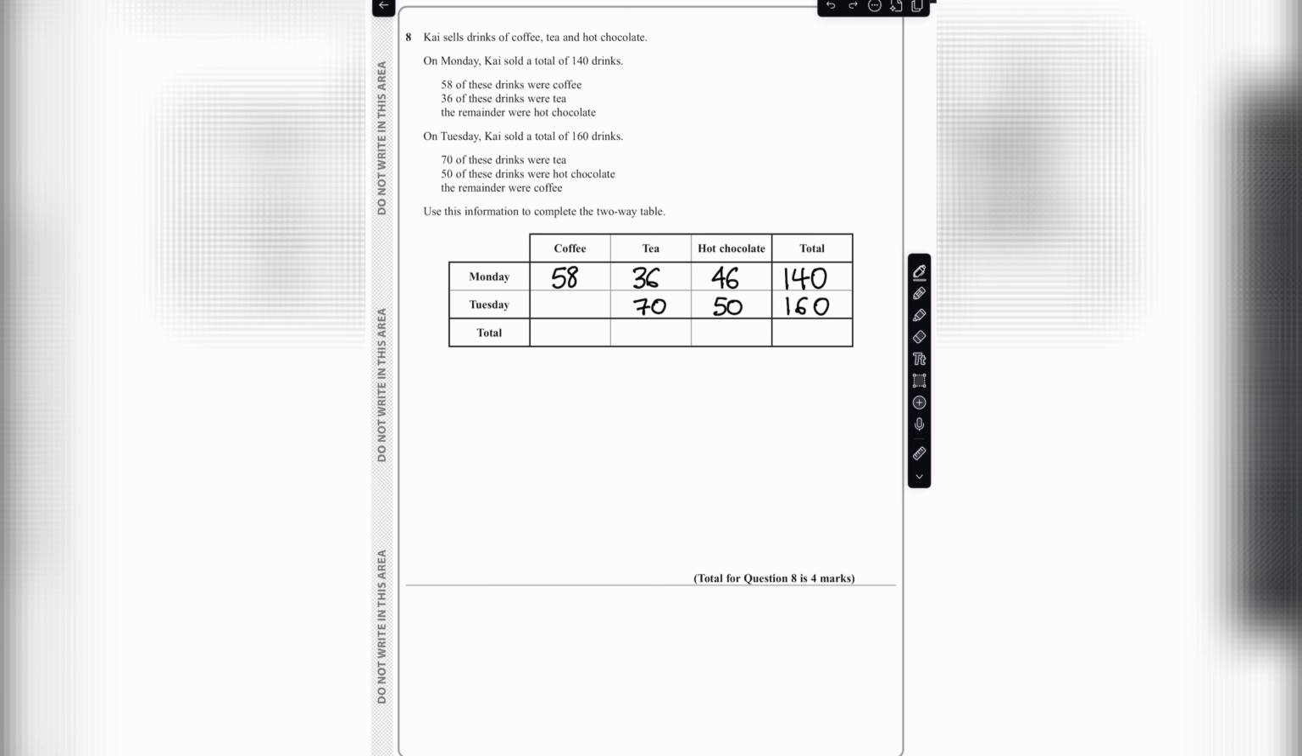And in order to determine the total number of coffee drinks sold on Tuesday, we need to add 70 and 50 and subtract that answer from 160, and that gives us a value of 40. So the total number of coffee drinks is simply 98, the total number of tea drinks is 106, and the total number of hot chocolate drinks is 96. And the total number of drinks that he sold on both days is 300.